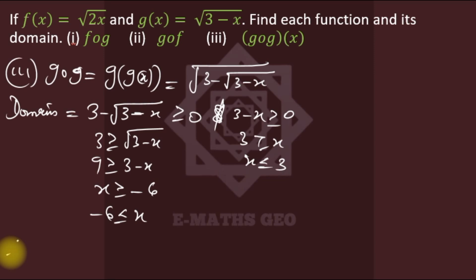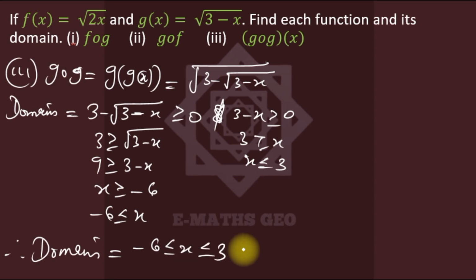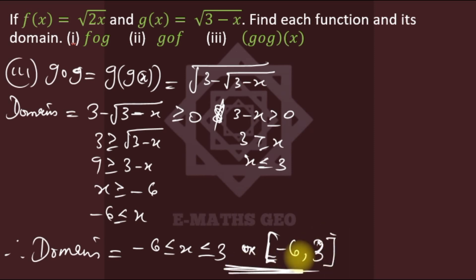Therefore, the domain, we'll put it together. The domain is now what? Minus 6 is less than or equal to x, and x is less than or equal to 3. Or we'll write in interval notation as minus 6, square bracket, 3 inclusive. So that's our domain.